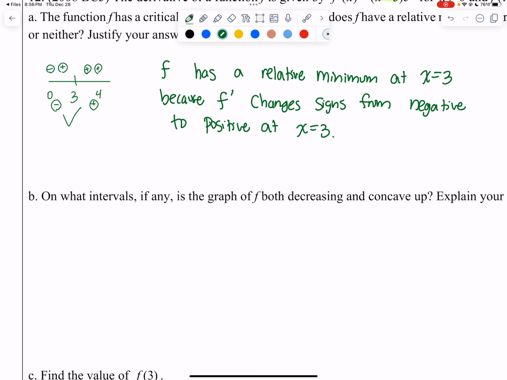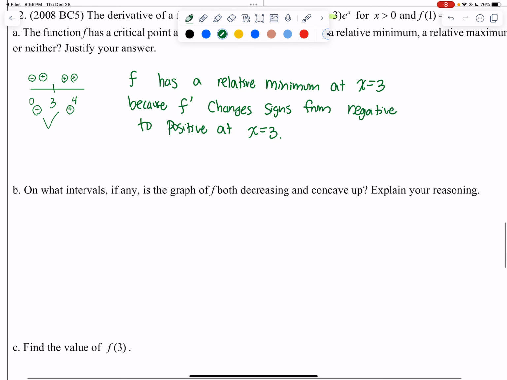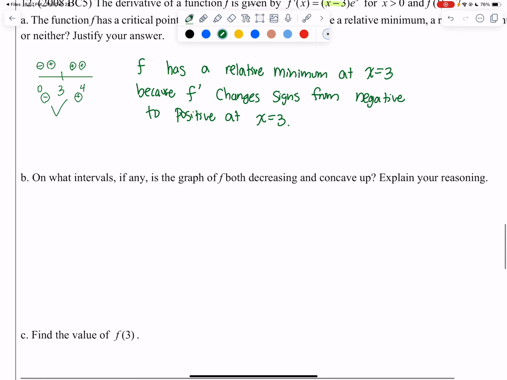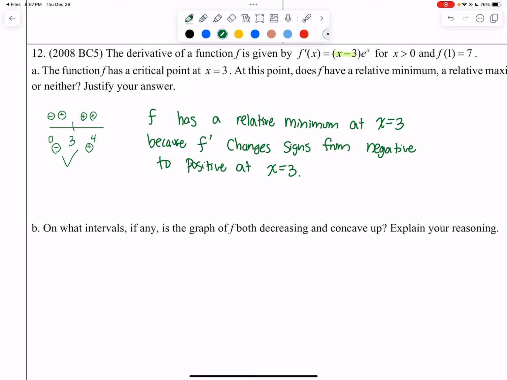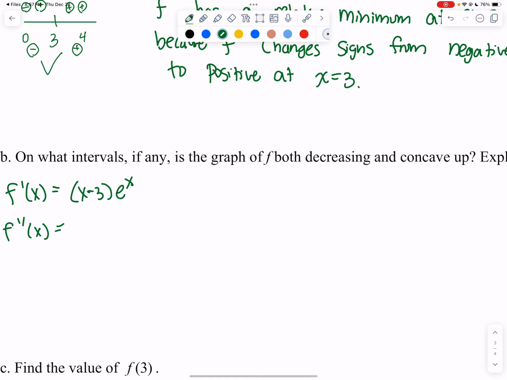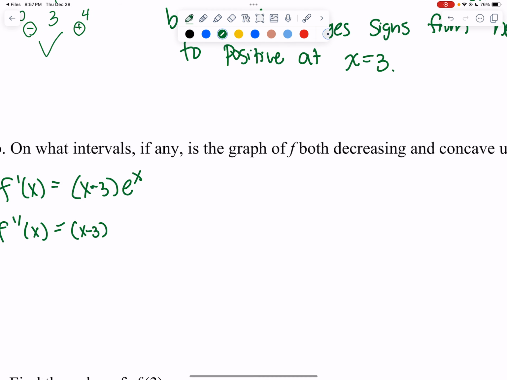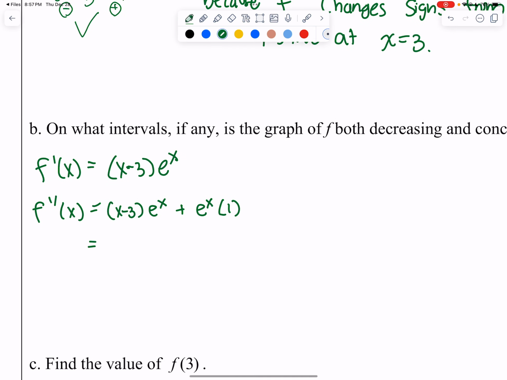Okay, part B. On what intervals, if any, is the graph of f both decreasing and concave up? Explain your reasoning. Now, because we have a concave up function, what we're going to do is take the derivative again to get the second derivative. So I'm going to copy down this. I'm going to take the second derivative. So that's first times the derivative of the second plus second times the derivative of the first. Clean this up a little bit.